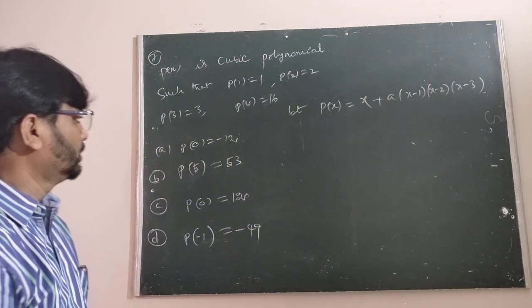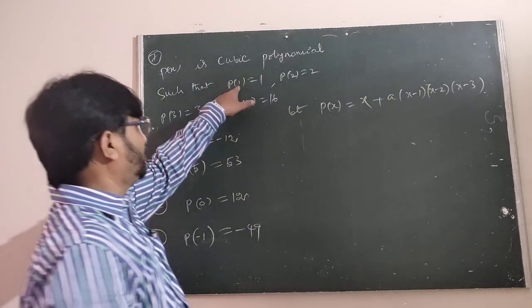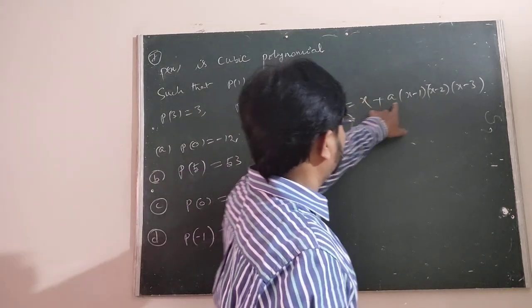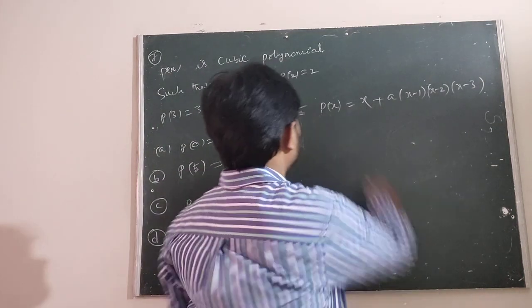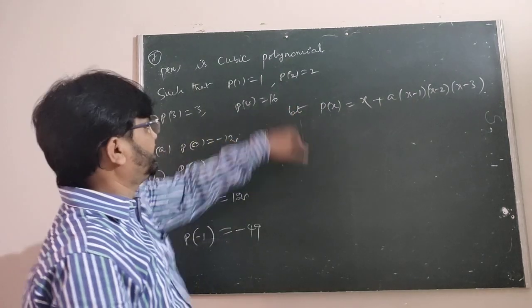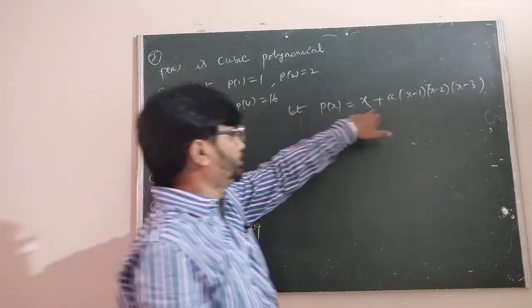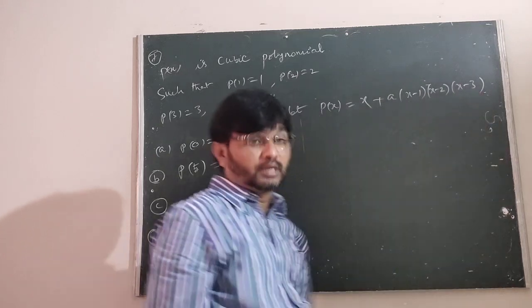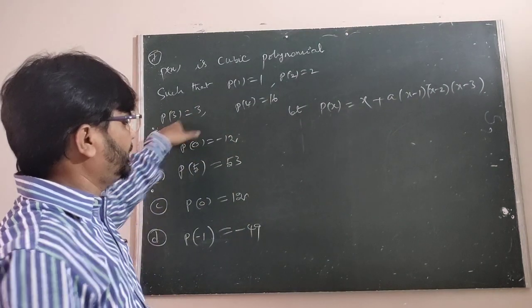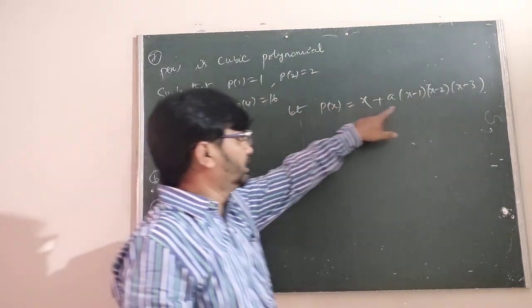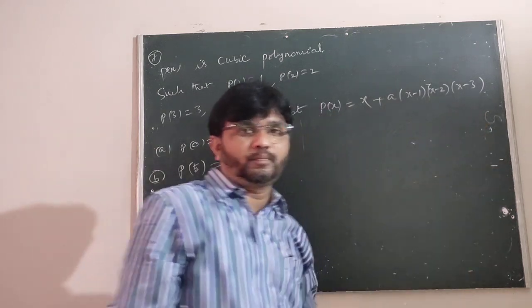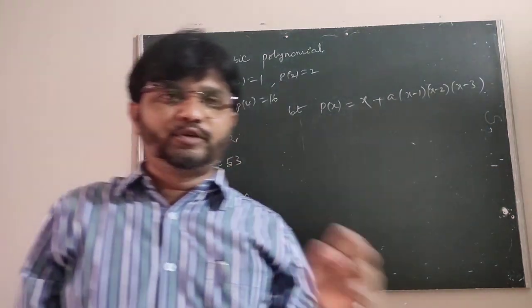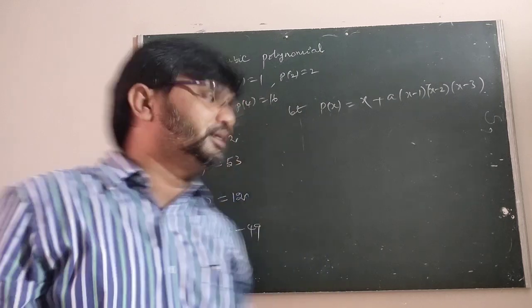Now we are taking x equal to 1. P of 1 is 1, the remaining part will be 0. Suppose we are taking 2, P of 2 is 2, remaining is 0. Suppose we are taking P of 3, remaining part is 0. Therefore, P of 1 is 1, P of 2 is 2, P of 3 is 3.